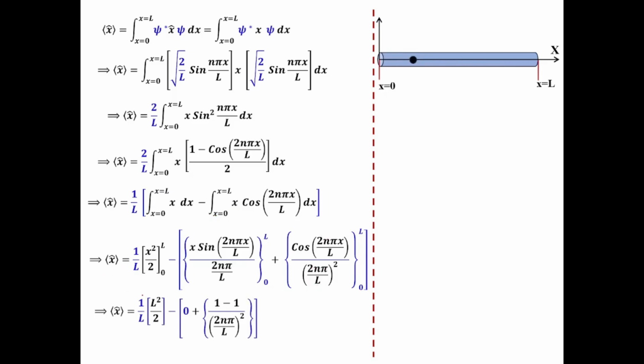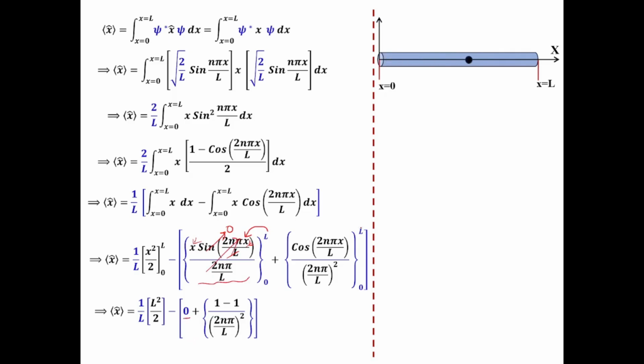Now just substitute limits. 1 by L, if I put L over here, this will be L square by 2, 0 means 0, no need to write, so L square by 2 we found, minus here you can see, if I put L over here, this L got cancelled, we find sin 2n pi, and sin 2n pi value is always 0. Okay, then if I put 0 over here, this term is also 0, and sin 0 itself is 0, so this value is always 0.